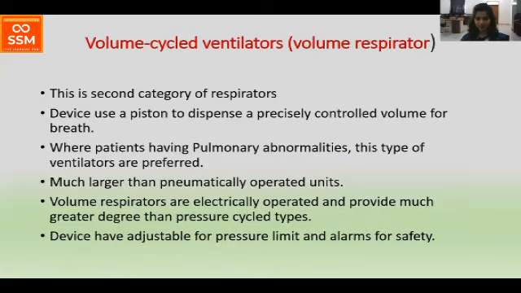Next are the volume cycled ventilators, otherwise called volume respirators. This is the second category of respirators. This type of ventilator uses a piston-like device to dispense a precisely controlled volume per breath. When patients have a pulmonary abnormality, this type of ventilator is more preferable. It is much larger than pneumatically operated units. Volume respirators are electrically operated and provide a much greater degree of control than pressure cycle types. These devices also have adjustable timers as well as an alarm system for precaution.